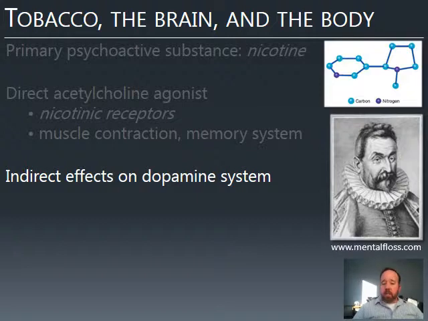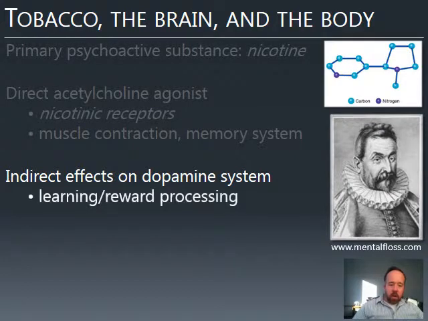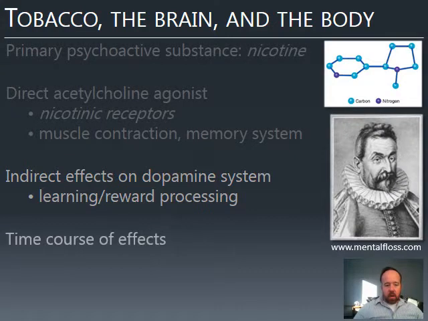And so nicotine affects the dopamine system as well, and so that's why it's thought that nicotine can be so addictive and so easily addictive. So dopamine is involved in learning and reward processing, and because of that, it's thought that's what triggers that addiction.